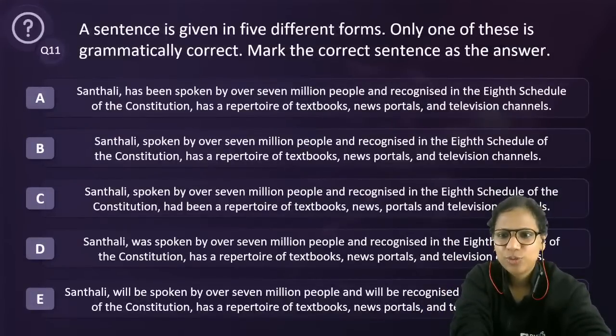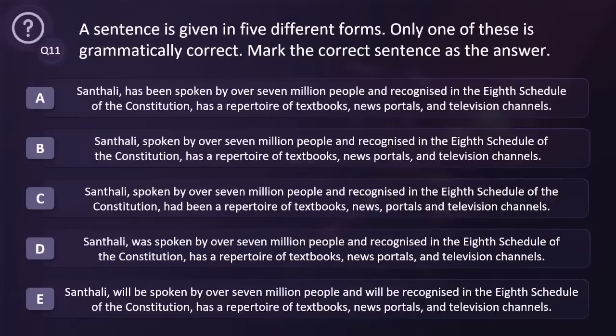Let's go to the 11th one. Again, I'm going invisible for a while. It's an easy question. That's just that the sentence is long. That's it. So, just observe the differences between options and eliminate.